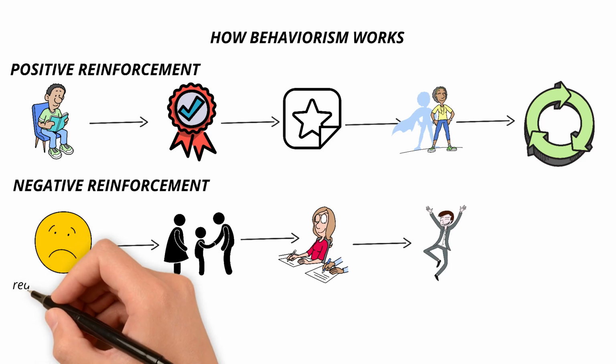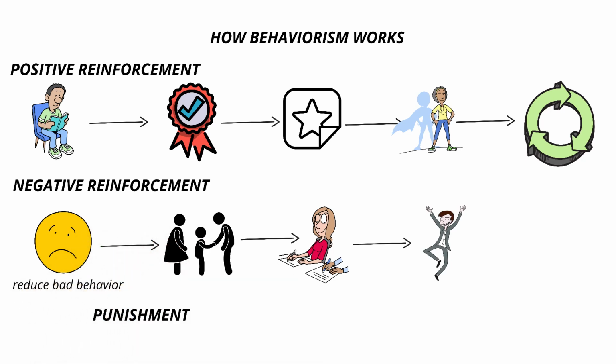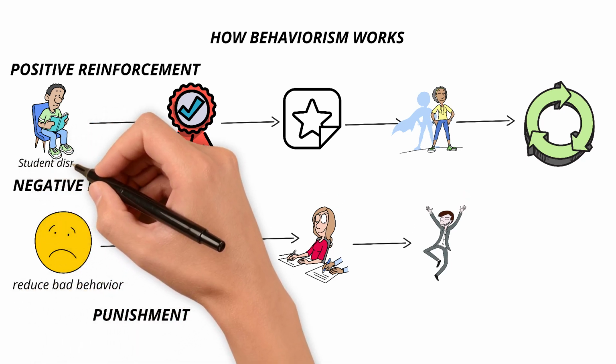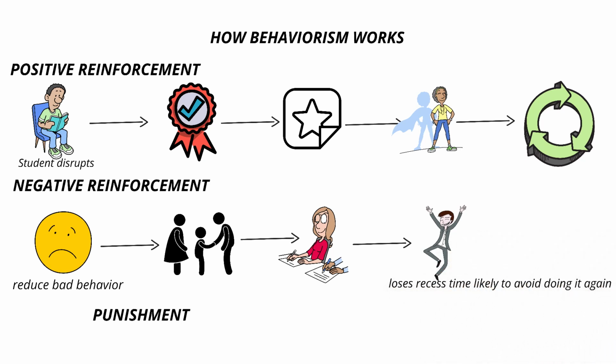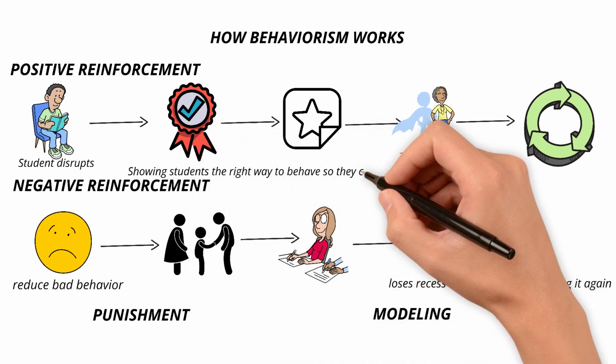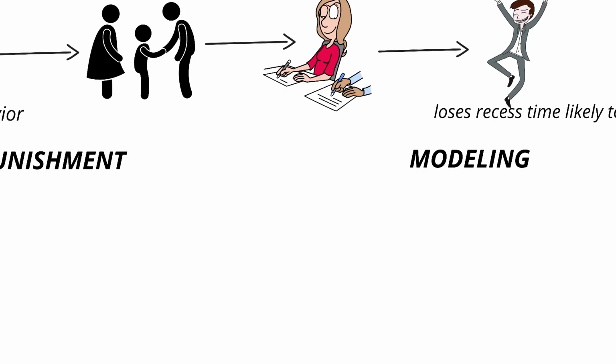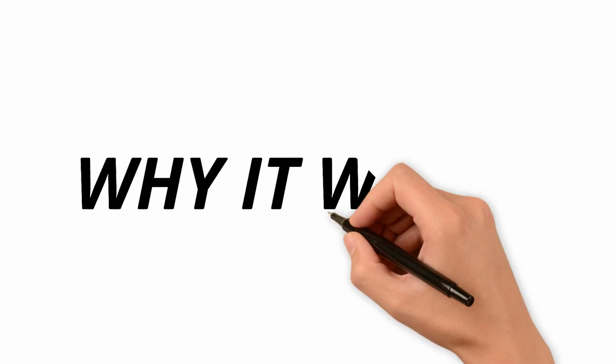Punishment, when you apply a consequence to reduce bad behavior. Example, student disrupts the class, loses recess time, likely to avoid doing it again. And then there's modeling, showing students the right way to behave so they can learn by watching. Teachers become role models.